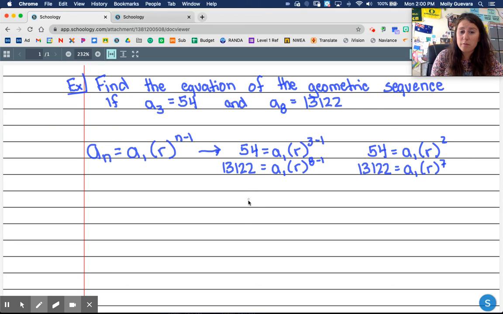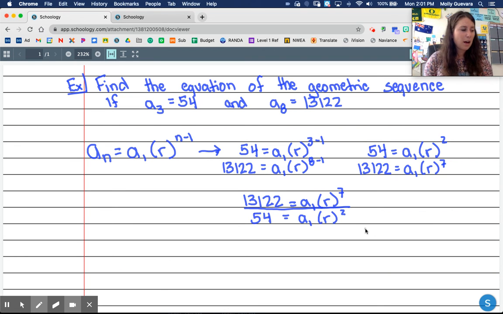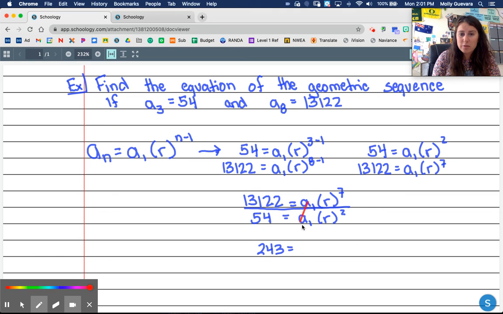You can always cross multiply and solve this. But I'm going to rewrite these equations with 13,122 equals a sub 1 times r to the 7th. And I'm going to divide this equation by 54 equals a sub 1 times r squared. And this is kind of like a cheating way to do it. But I can just divide each piece of this. So 13,122 divided by 54 is 243. A sub 1 over a sub 1, those just cancel because it's 1 over 1 essentially, right?